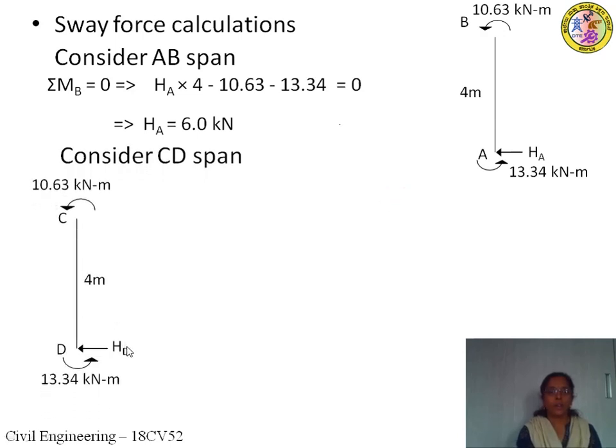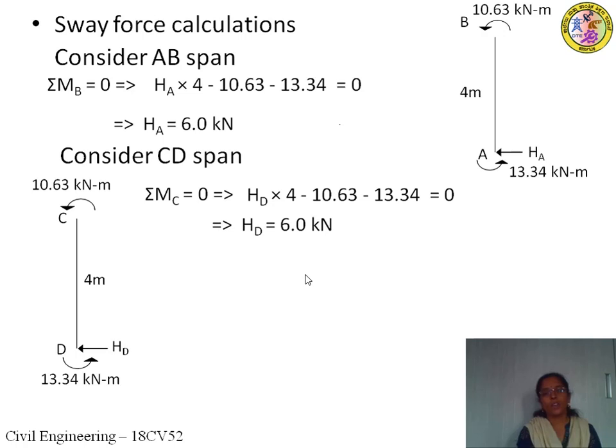Next we will consider CD member. So again assume HD in this fashion. So these are the end moments in anti-clockwise direction. So take sigma MC is equal to 0. So that implies HD into 4 minus 10.63 minus 13.34, that is equal to 0. Therefore HD is also equal to 6 kilonewton, okay.